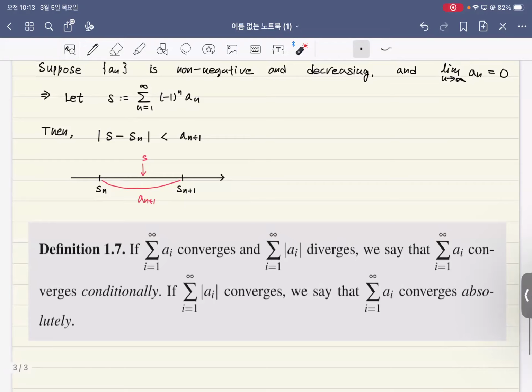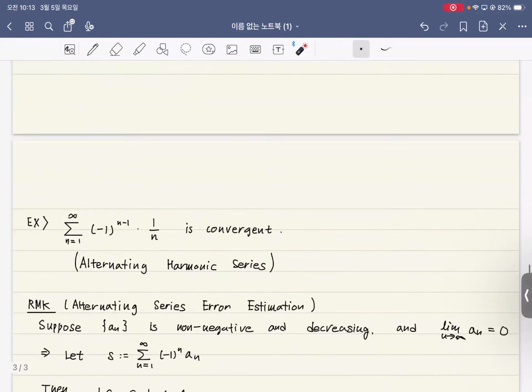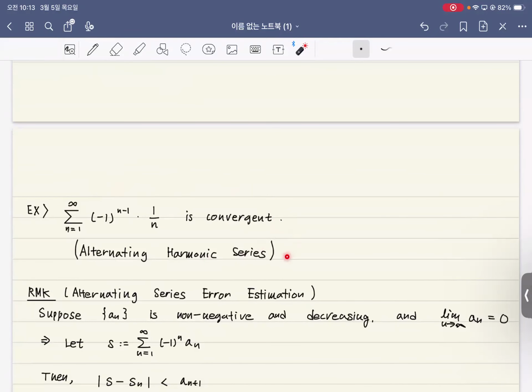The alternating harmonic series is one of the best examples of a conditionally convergent series.